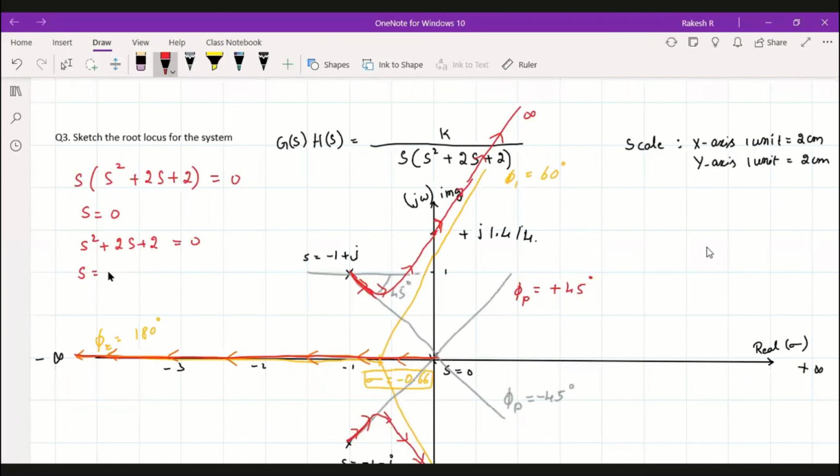s equals minus 1 plus i, then s equals minus 1 minus i.